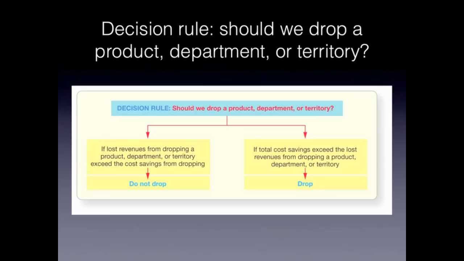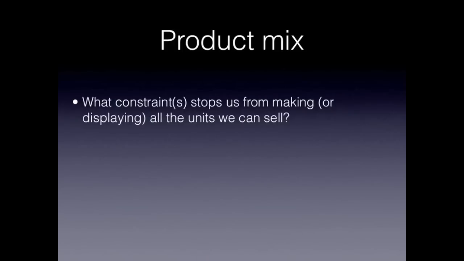So now let's look at product mix. When we're looking at what product to emphasize or what mix of products to have, we first have to think of what constraint or constraints stops us from making or displaying all the units we can sell. So think about shelf space. You may have limited shelf space to show these products, and some products may take up more space than other products. So in looking at this, you want to think about your constraints that you have.